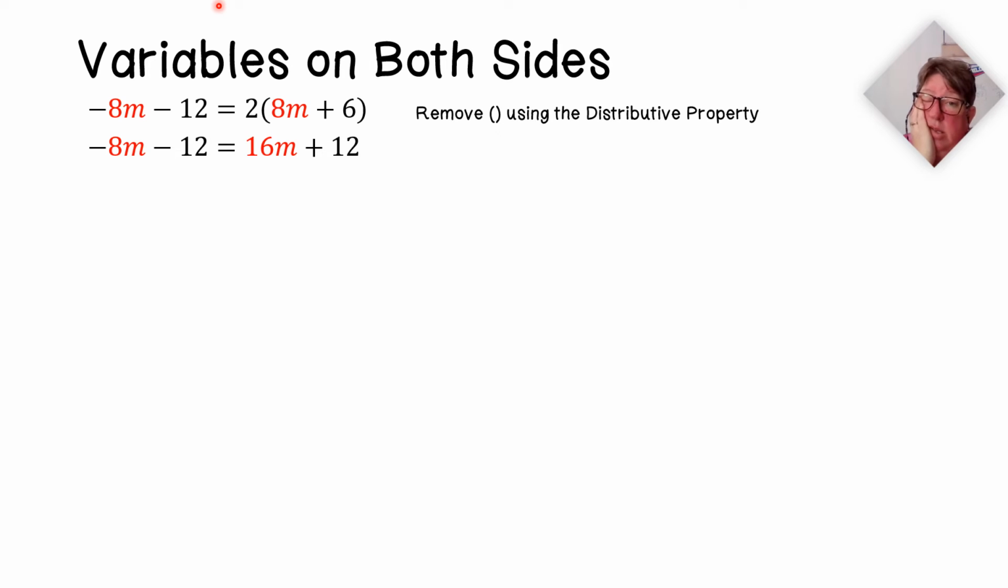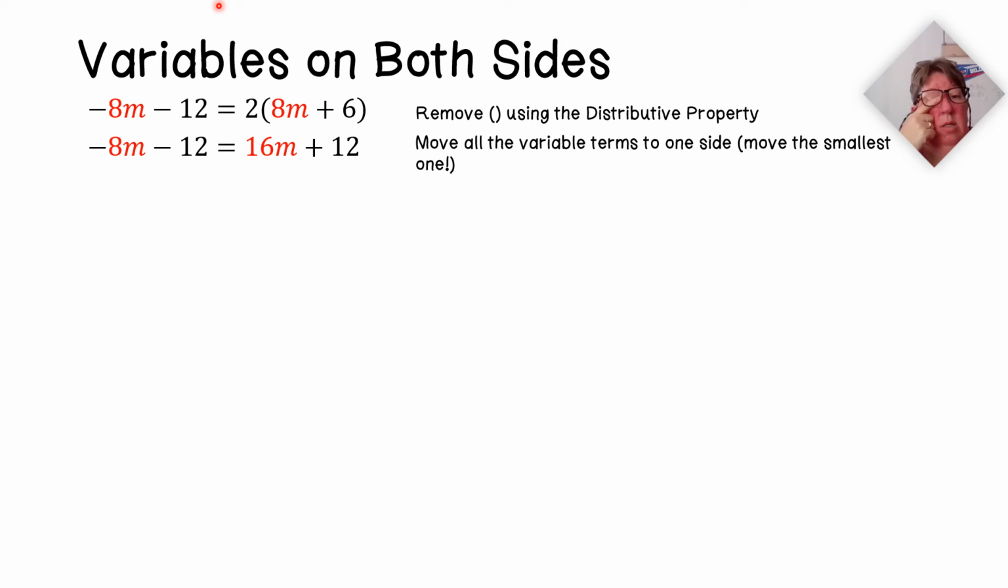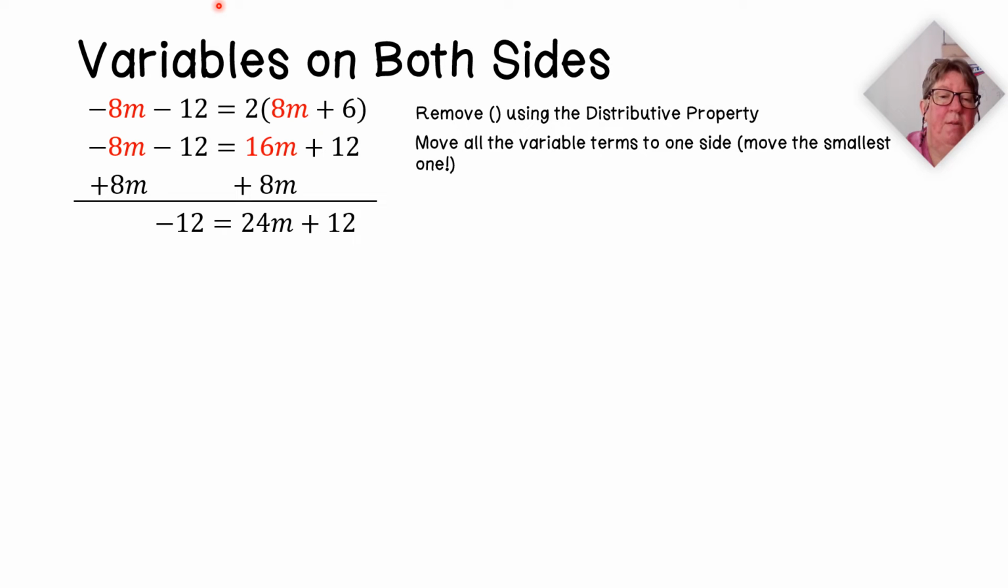All right, both sides of the equal sign are as simple as they can be. However, they both have m's. I want to move all the m's to one side, and I'm going to move the smallest one. Does it matter now? No, but it makes things easier when we move on to inequalities. So negative 8m is less than 16m, so I'm going to eliminate the negative 8m. So I am going to add 8m to both sides. And I end up with negative 12 equals 24m plus 12.